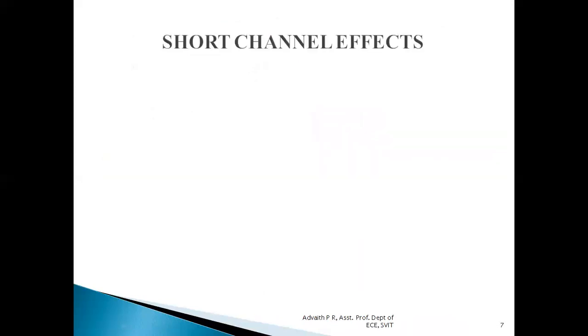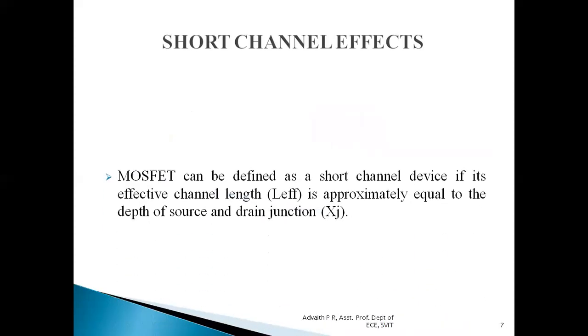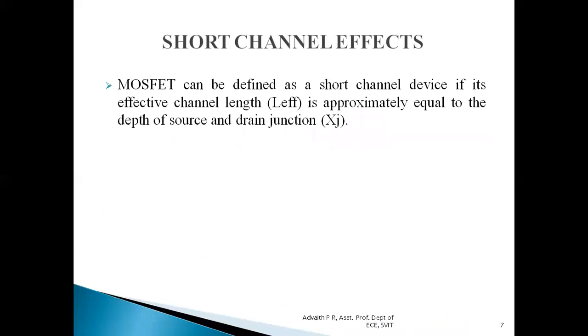Now let us discuss short channel effects. The MOSFET can be defined as a short channel device if its effective channel length, L effective, is approximately equal to the depth of source and drain junctions, which is given by X subscript J. Channel length is nothing but the distance between source and drain. If the distance between source and drain is approximately equal to the depth of source and drain junctions, then we can call that the MOSFET is a short channel device.